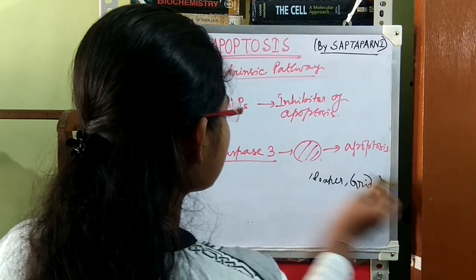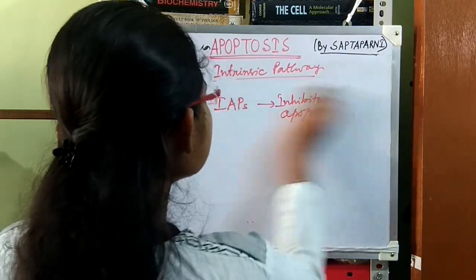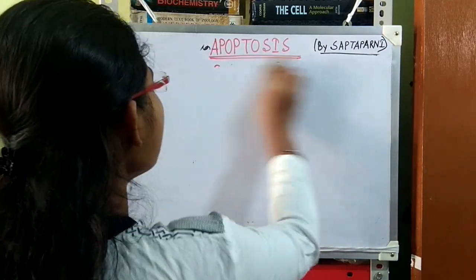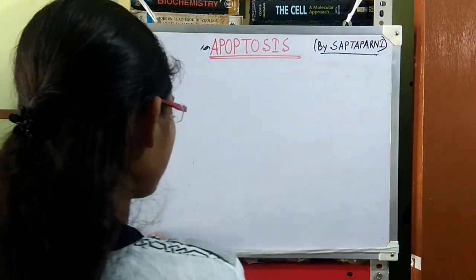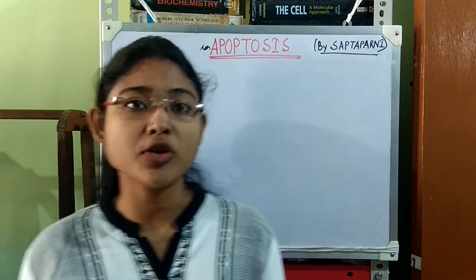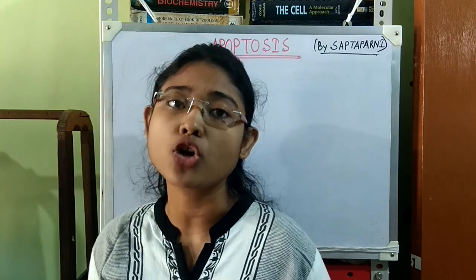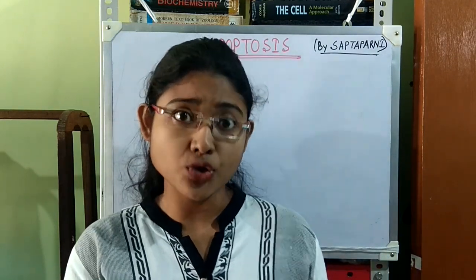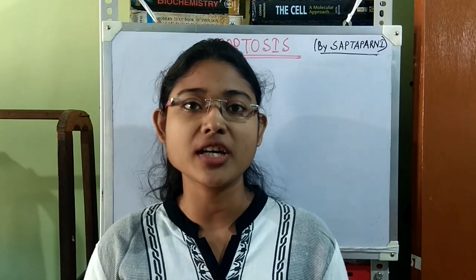From this we have learned that in our body there is a balance between the BCL2 family of proteins, the pro-apoptotic and anti-apoptotic proteins, and also the IAPs and anti-IAPs, so that when apoptosis should or should not occur can be regulated in a controlled manner. So with this, we come to an end of today's lecture here.